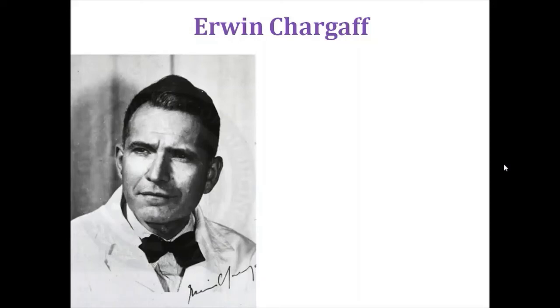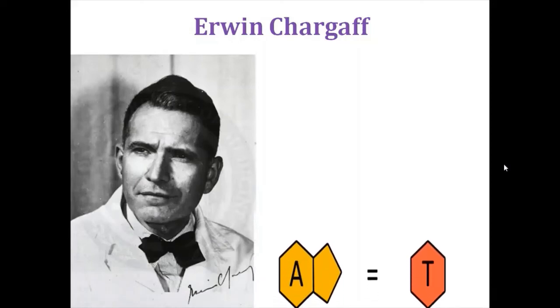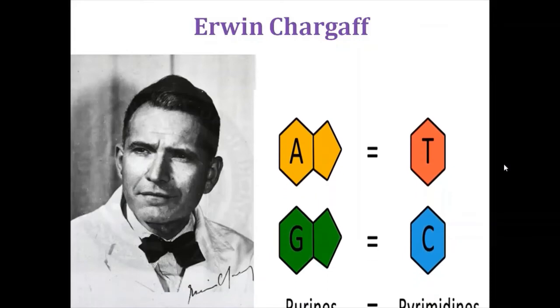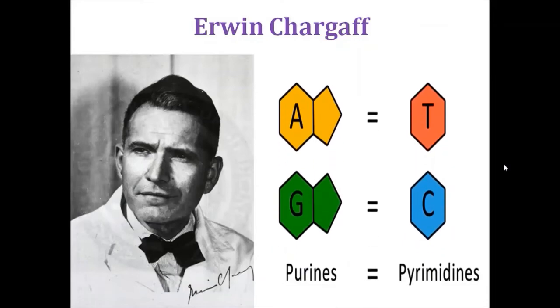Later, Erwin Chargaff analyzed the content of DNA of different organisms. He observed that the amount of purine and pyrimidine are always equal. The amount of adenine is equal to the amount of thymine, and the amount of guanine is equal to cytosine. This is called Chargaff's rule of base equivalence. He also observed that deoxyribose sugar and phosphate occur in equimolar proportion.